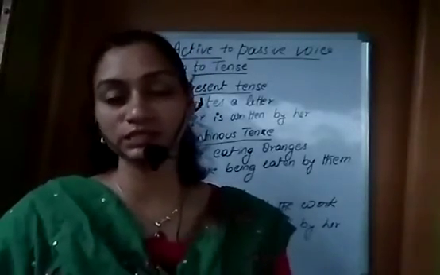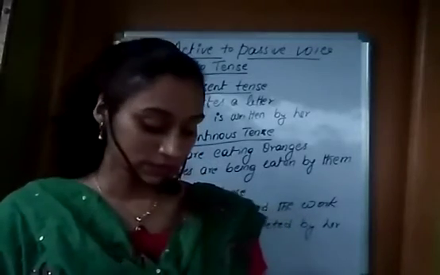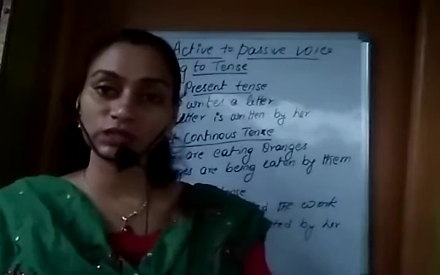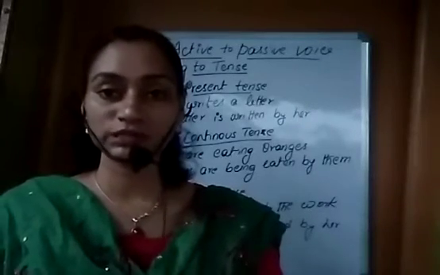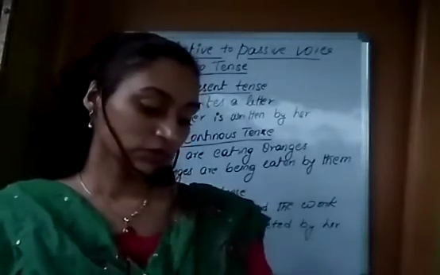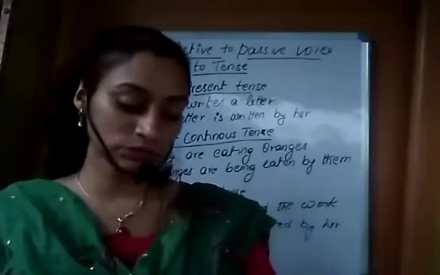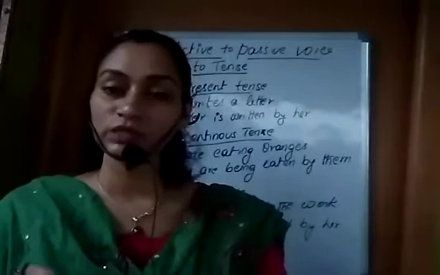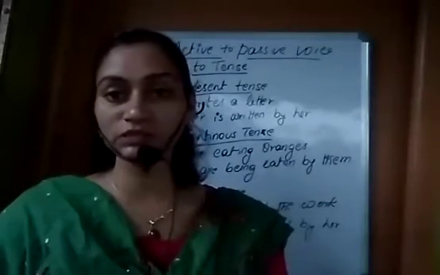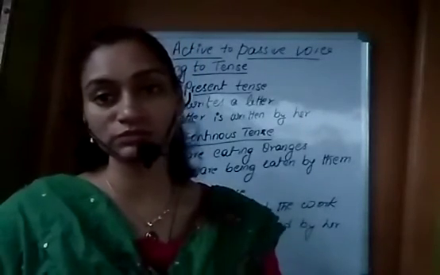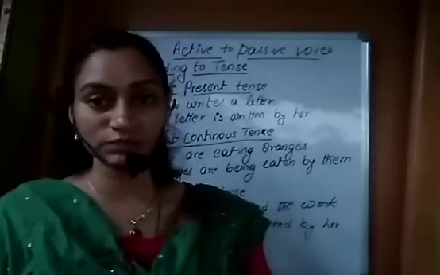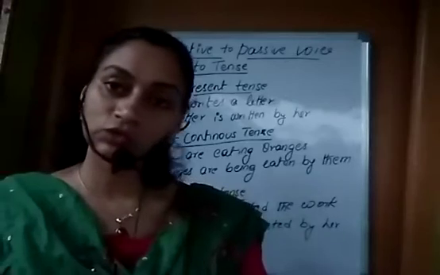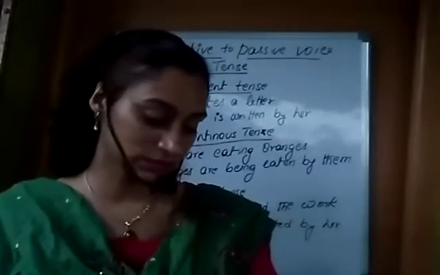Third point, put the suitable helping verb. Helping verbs are like is, was. You also call these helping verbs auxiliary verbs. Fourth point, change the verb into the past participle. You have to change the verb according to the tense of the sentence. Past participle is also called the past perfect form.